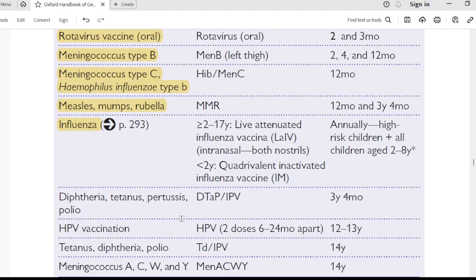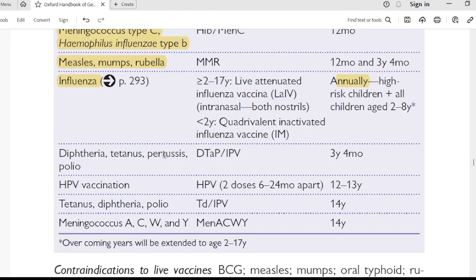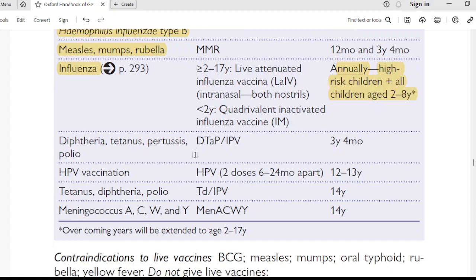Influenza vaccine, 2 to 17 years. Live attenuated influenza vaccine, LAIV, intranasal, both the nostrils. Less than 2 years, quadrivalent inactivated influenza vaccine, intramuscular. Annually, high risk in children plus all children aged 2 to 8 years. So annually you have to give for high risk children and all children aged 2 to 8 years, and beyond that you can continue if there is any indication.